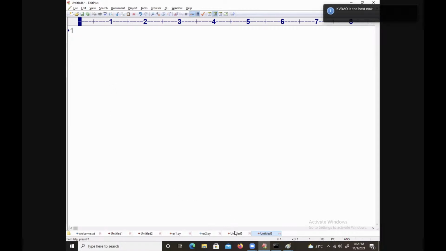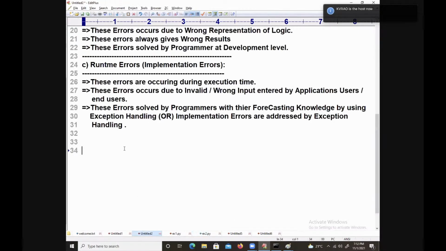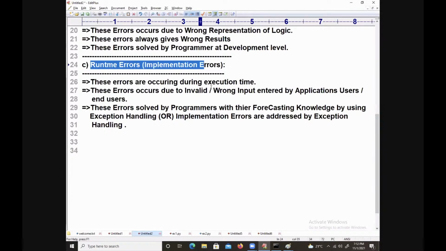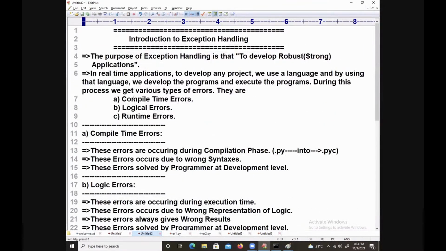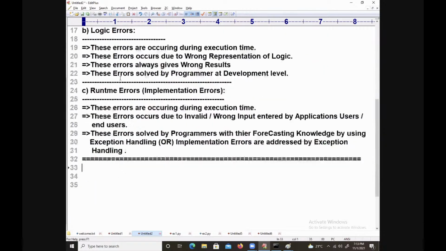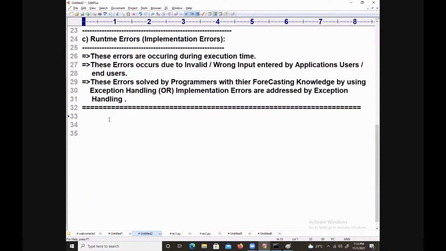So coming back to the point, here I am going to give you the clarity. Runtime errors are those which occur due to some type of invalid input. Now I am going to prepare some points. How many types of errors are there? These are generally called types of errors or introduction to exception handling. Points to be remembered.